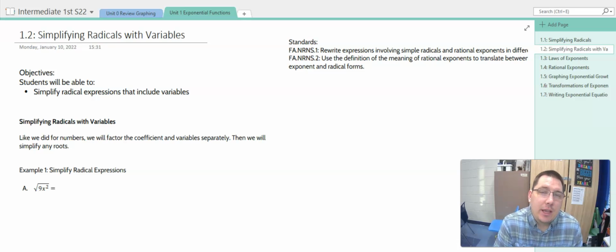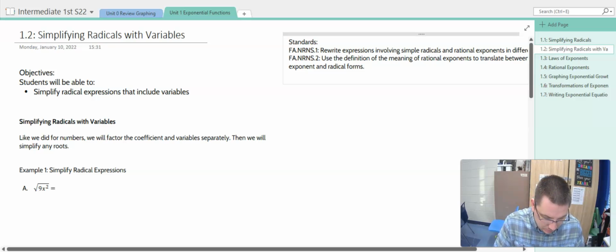So like we looked at in 1.1, we're going to be using our properties of radicals to be able to simplify these expressions. But the ones we're going to look at today are going to include variables with powers on them. And so let's look at a couple examples of these and see how it works.